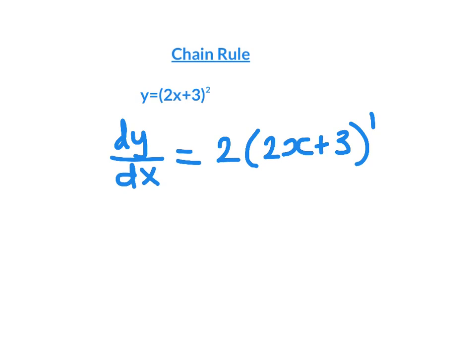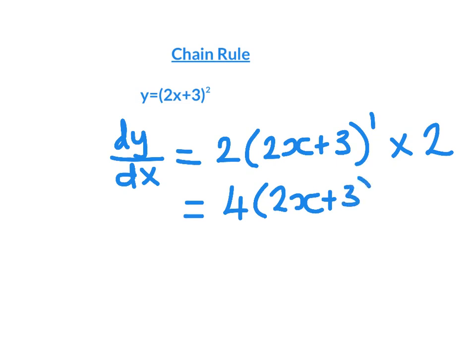Now I can start to look at the inside function. And at this point, I'll differentiate what's inside the brackets. So 2x plus 3 would differentiate to be 2. So I'll multiply by that derivative. I can tidy that up, and it will be 4 times 2x plus 3, which is fine in factorised form, or I could also say 8x plus 12.